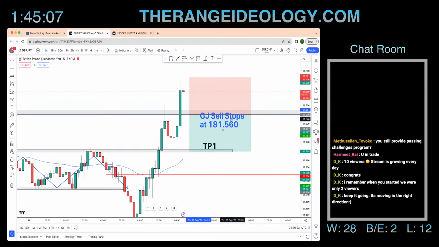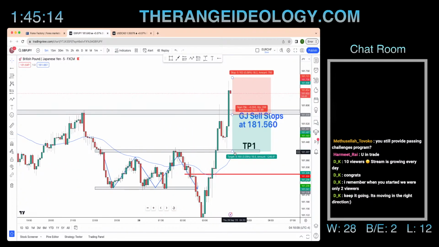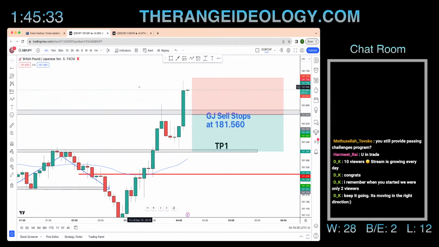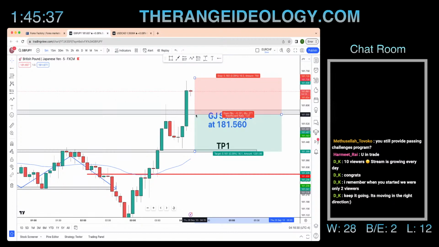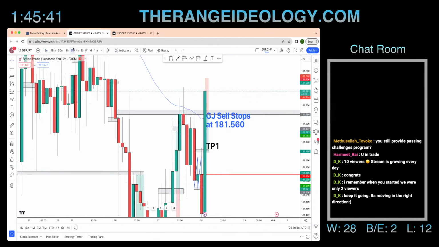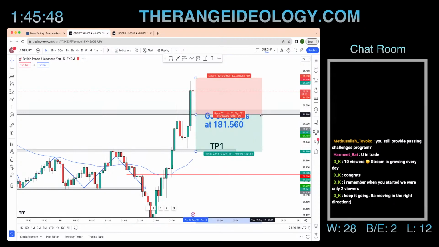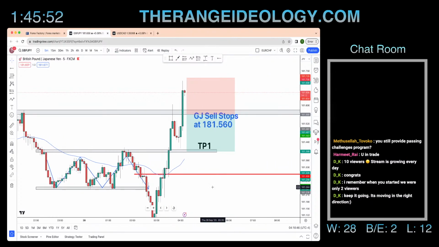Okay, so 181,560. I've set sell stops again for GJ, looking to hit 16 pips at 181,400 and 181,720. Yeah, 720 would be our target here. So let's see here. This is the second trade of the day. Now hopefully we can secure not only one TP here, but it can continue riding down from here. So 181,560 with 181,400 as our TP1 and 181,720 as our stop loss.